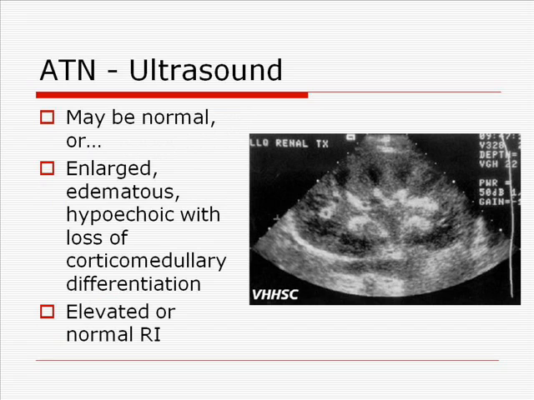On ultrasound, the acute tubular necrosis kidney may appear normal, or it could appear enlarged, edematous, and hypoechoic with a loss of corticomedullary differentiation, and it can have an elevated or normal RI. This image shows a kidney that has normal corticomedullary differentiation.